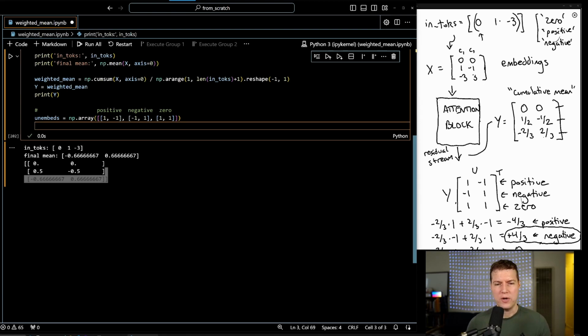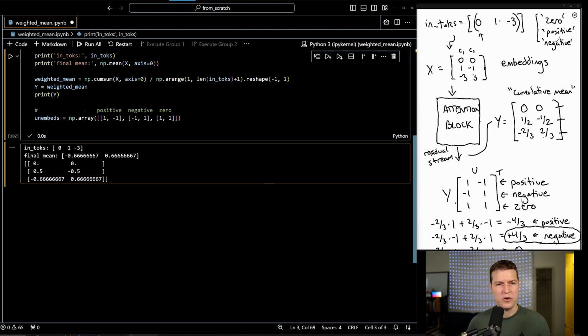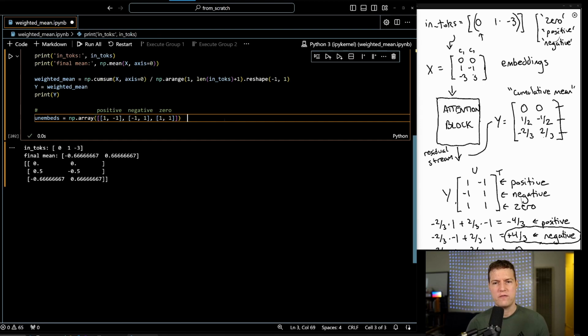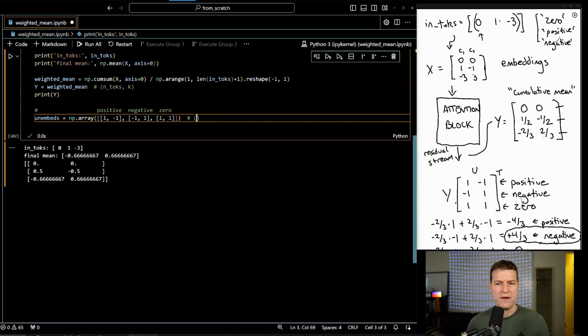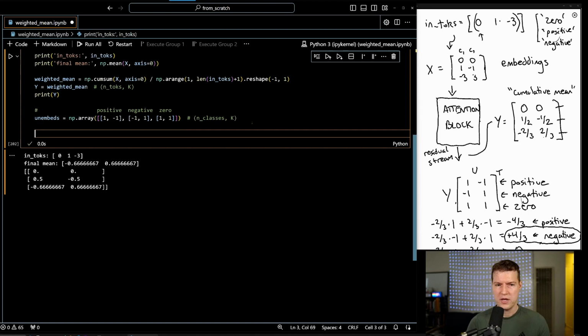Okay, so now let's just do this matrix multiply, right? So first off, what are the dimensions of each of these? So for y, we've got n tokens, comma k. For these, we have the number of classes, comma k. So you can see these will line up if I take the transpose of this. Okay, so I'm going to do y at unembeds, but I can't just naively do it like I tried to do before, or else I'll get an error.